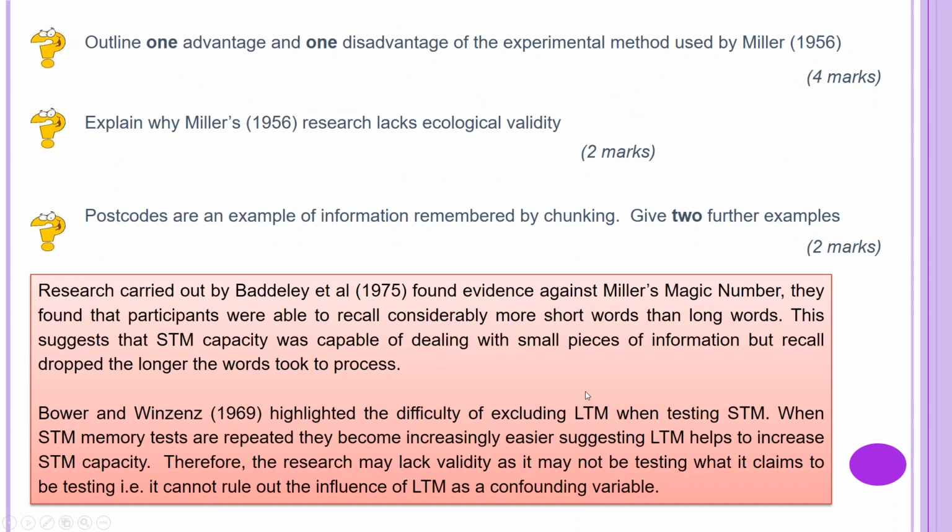Outline one advantage and one disadvantage of the experimental method used by Miller in 1956. 4 marks.